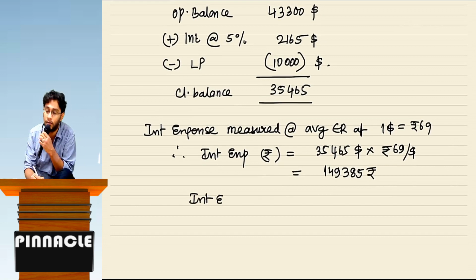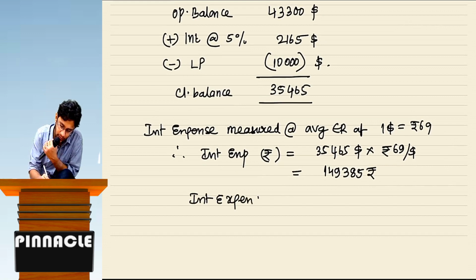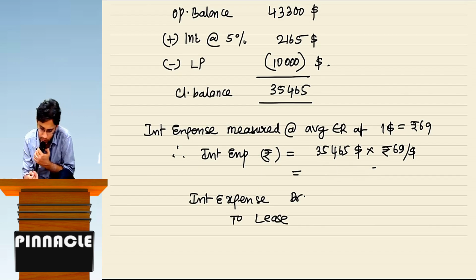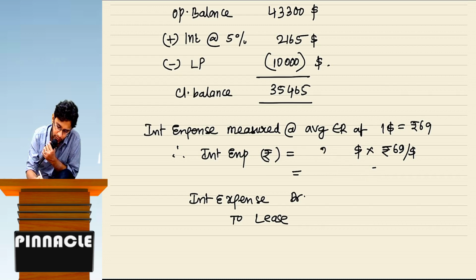What happened? Interest expense account debit. Okay, interest expense account debit to, what's the answer? Lease liability. This is not right now. I saw and I wrote, did not compute. Okay, here 2,165. You are right. Then I was also right. 149,385. You are right, sir. You are also right. Not you.